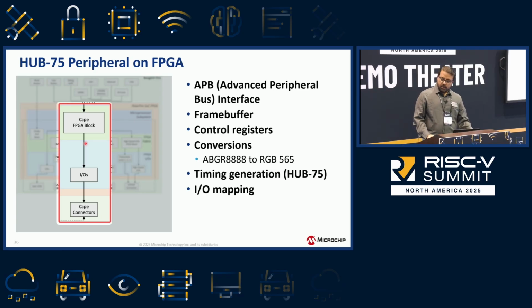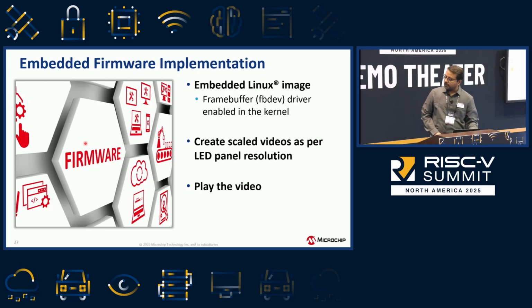Now, what happens on the microprocessor? So we are here for the RISC-V Summit. So what are we doing on the RISC-V processor? All we are doing is running Linux. The Linux has a frame buffer driver enabled in the kernel. And we've installed a video player on the Linux. And all it's doing is playing a video. And the video is routed to the FPGA fabric through the APB interface and the frame buffer that's implemented on the fabric. And it's just transported out to these LED panels. All right, simple as it gets.